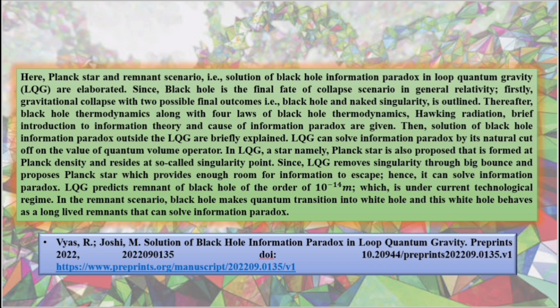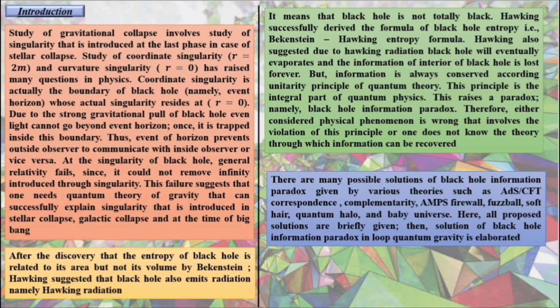LQG also predicts remnant of black hole of the order of 10 raised to minus 14 meter, which is under current technological regime. In the remnant scenario, black hole makes quantum transition into white hole, and this white hole behaves as a long-lived remnant that can solve information paradox. So I will start with the introduction of gravitational collapse. Let us see what is gravitational collapse.